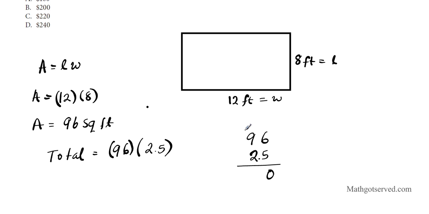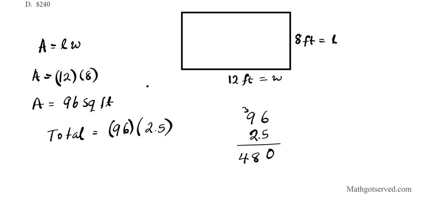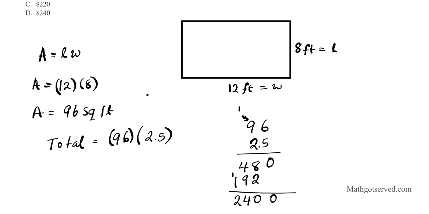5 times 6 is 30, 0 carry 3. 5 times 9 is 45, plus 3 is 48. And then we do the 2. 2 times 6 is 12, which is 2, carry 1. 2 times 9 is 18, plus 1 is 19. Let's go ahead and add this up. 0, 0, carry 1. 5 plus 4... 5 plus 9 is 14. 4 carry 1, 2. So where do I put my decimal point?